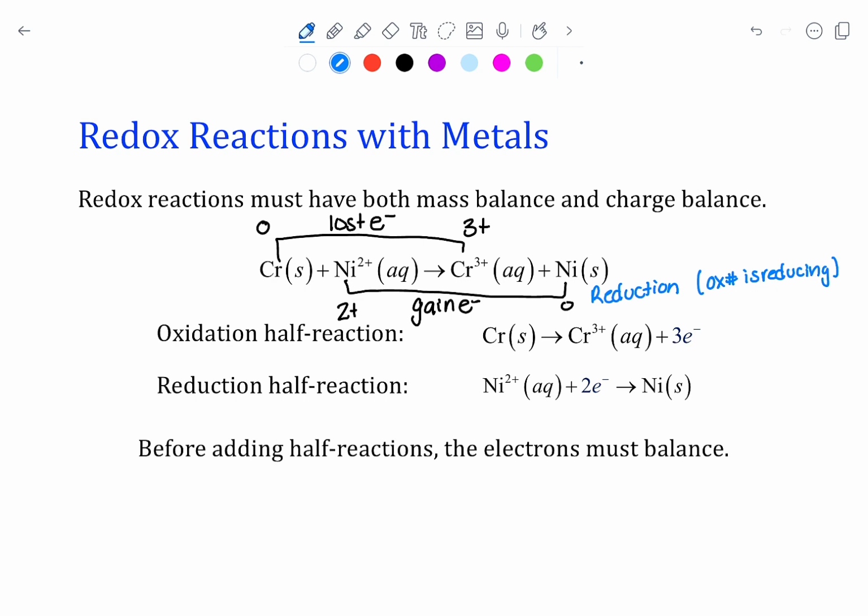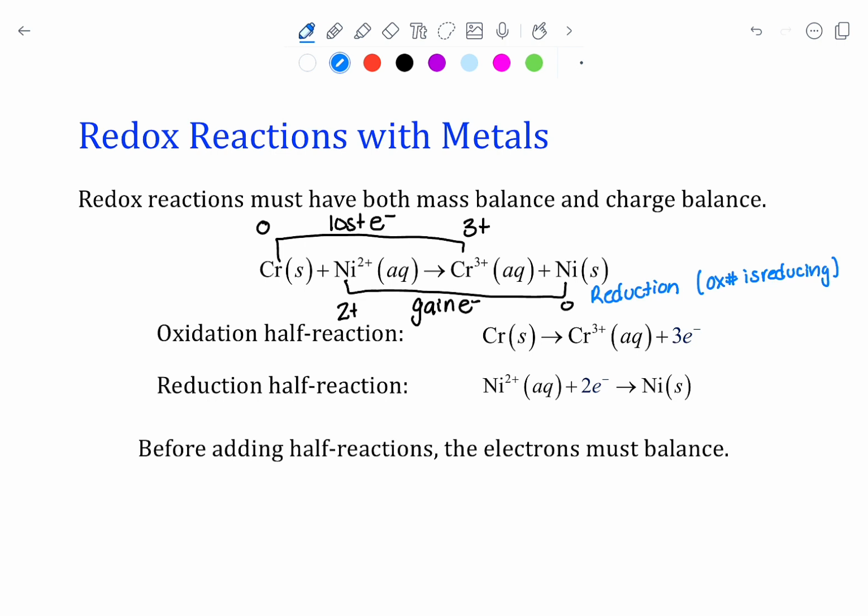I know sometimes students get confused by that. They say reduction, oh, we're losing electrons, because they think reduce means loss. It doesn't mean loss. It means gain, because in order for the oxidation number to reduce, we have to gain electrons in order to do that. So just keep that in mind as you're going through and practicing oxidation and reduction reactions.